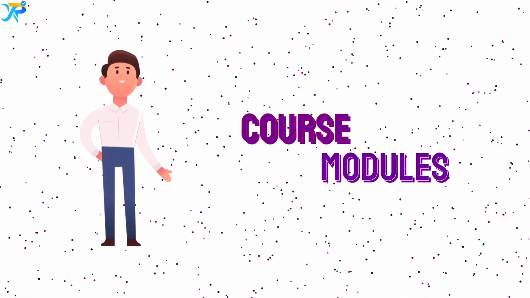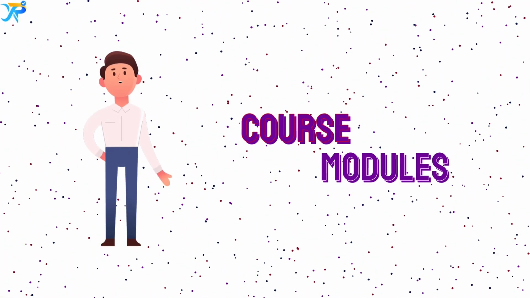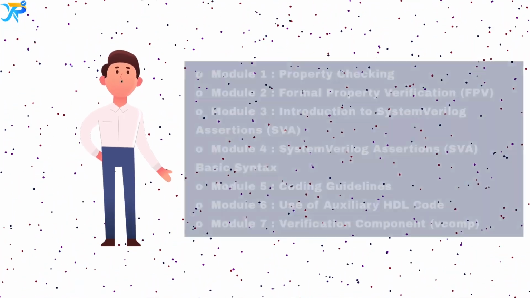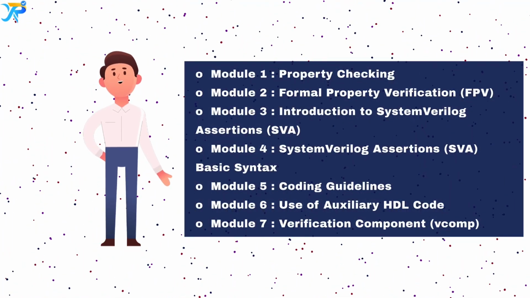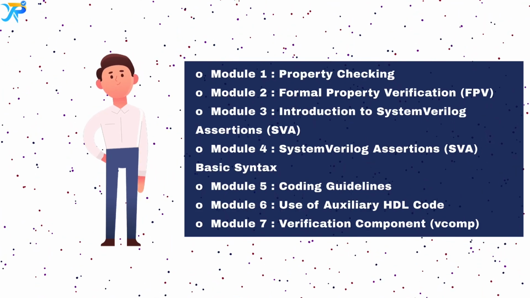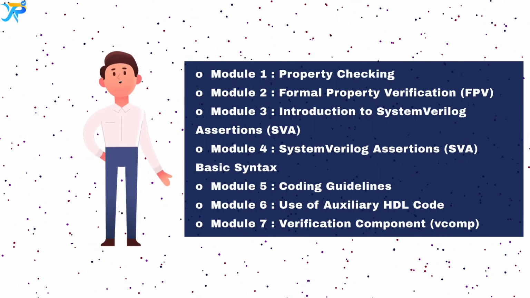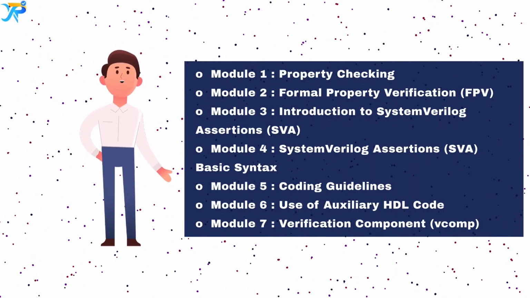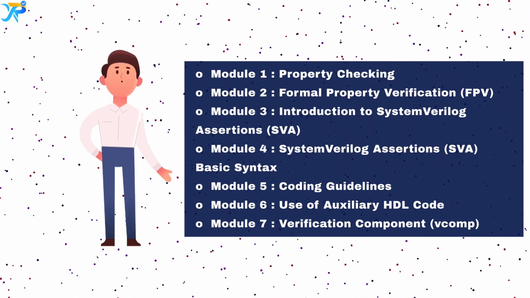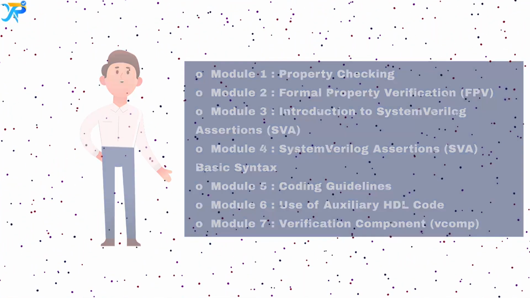The course is structured into modules, starting with an introduction to formal verification using SVA coding. You'll learn about property checking, formal property verification, and the basics of System Verilog Assertions, SVA. The course also covers coding guidelines, the use of auxiliary HDL code, and verification component (VComp) design techniques.